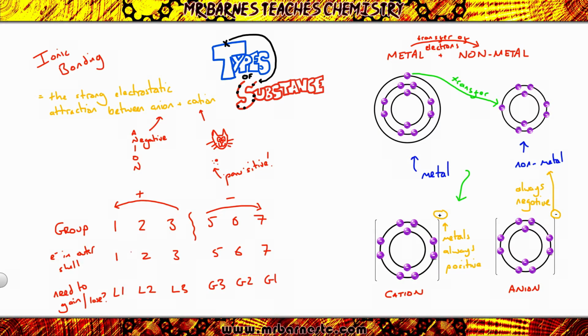Once you've known that, the charge is easy. So if it's group 1, 1+. Group 2, 2+. Group 3, 3+. Group 5, 3-, because you've got 3 negative electrons added. Group 6, 2-, 2 negative electrons added, and group 7, 1-. So for example, aluminium is in group 3, it loses 3 negative electrons and becomes Al3+. Sulfur is in group 6, gains 2 negative electrons and becomes S2-.